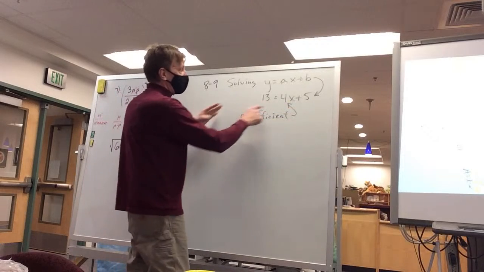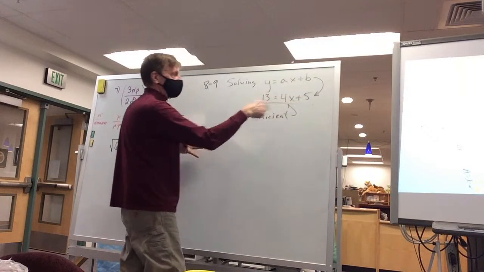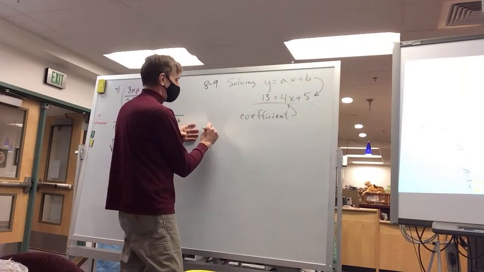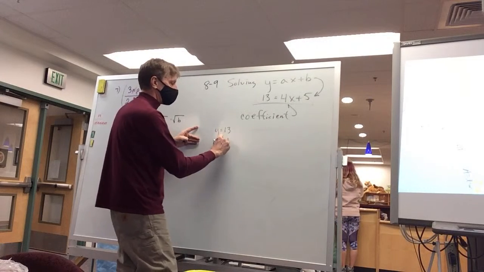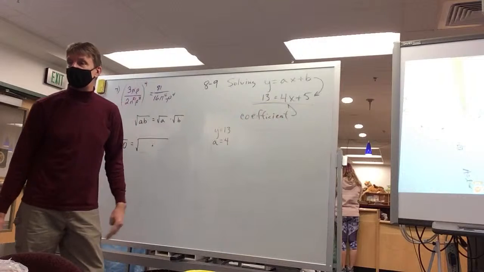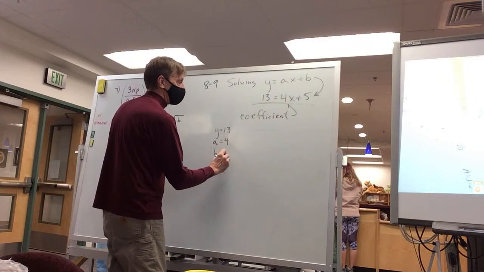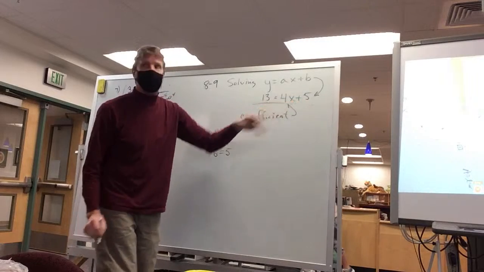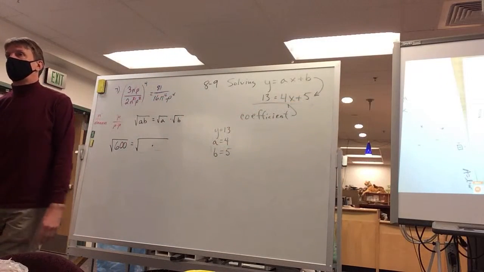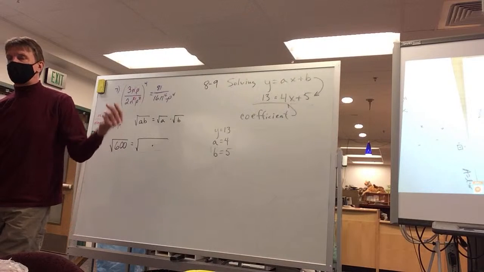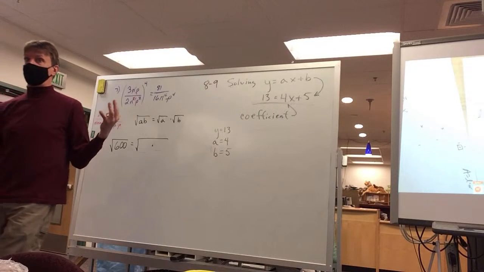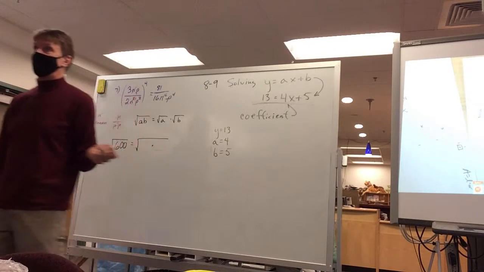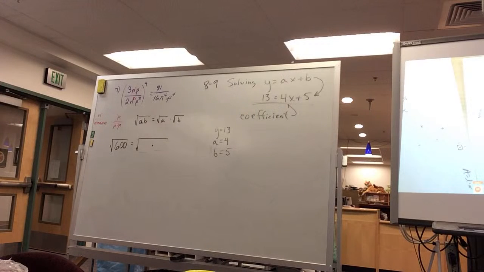But for now, if we were going to identify in this problem here, 13 equals 4x plus 5, we're going to say that the y is equal to 13. The a value is equal to 4 because that's what's being multiplied by x. And the b value is going to be 5 because that's what's being either added or subtracted. Some of these problems are going to have subtraction and negative coefficients. They're not all going to be nice positive numbers to work with. So again, we're going to get lots of practice with our positive and negative multiplication and addition.